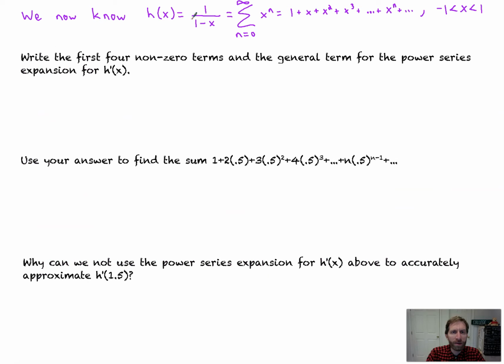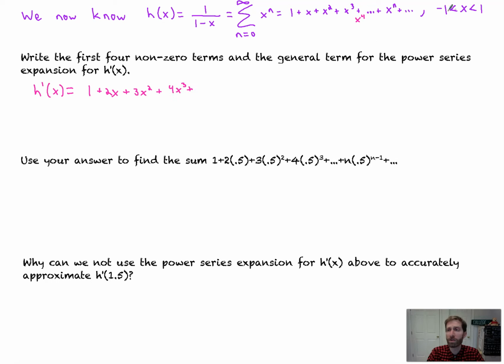We now know h of x is 1 over 1 minus x. There's the series. Write the first 4 non-zero terms in the general term for the power series expansion for h prime. Okay, so that's not bad because we're given the expansion. H prime is equal to 0, and then derivative of that is 1, plus 2x, plus 3x squared, plus, and then the next term would have been x to the 4th. The derivative of that is 4x cubed.